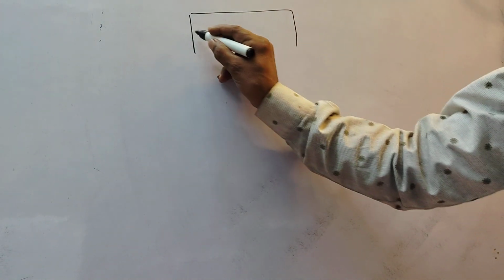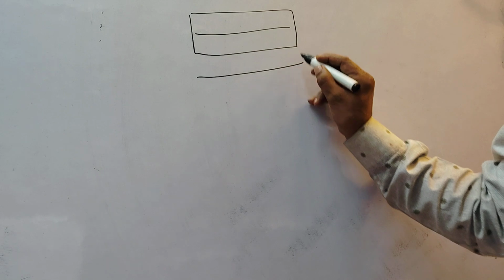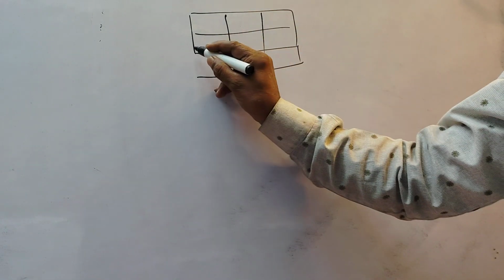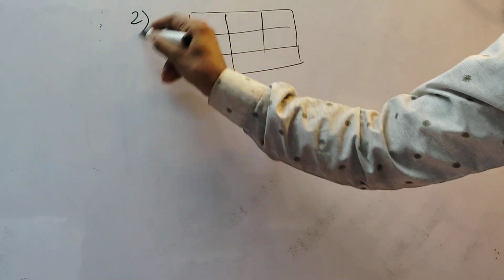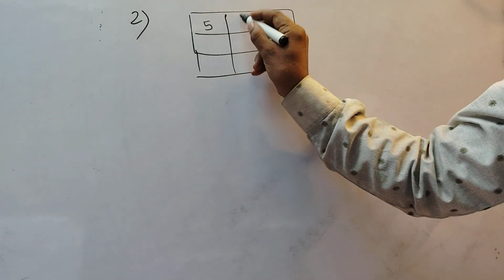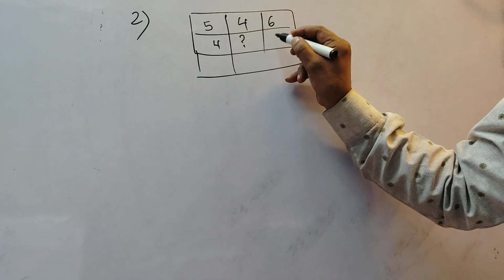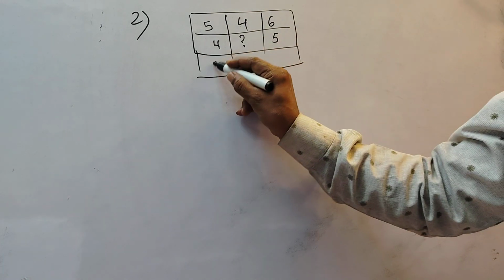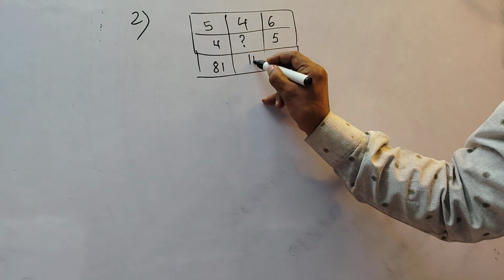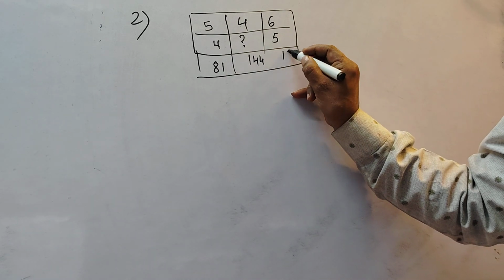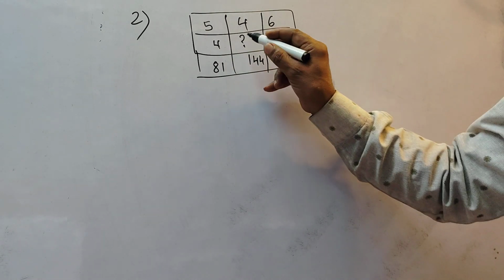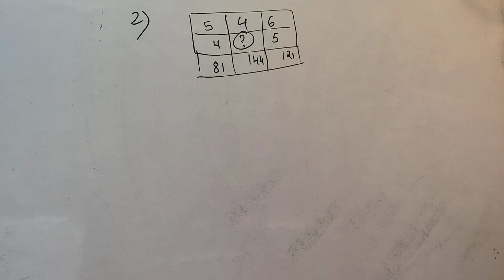Now the next problem. Find the missing number. There is a 3 by 3 table given. In the table, the numbers are 5, 4, 6, 4, question mark, 5, 81, 144, 121. So the question mark is in the middle of this table.